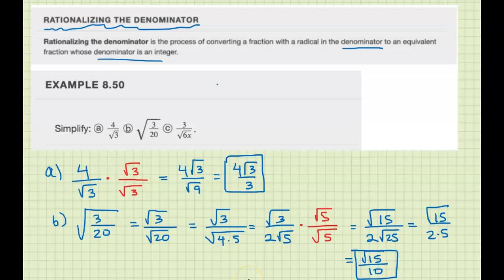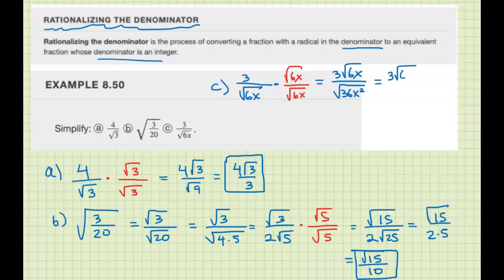All right, let's look at C. 3 over square root of 6x. This does not simplify. So we're going to multiply top and bottom by the square root of 6x. So we have 3 square root of 6x over square root of 36x squared. So 3 square root of 6x over 6x, like this.